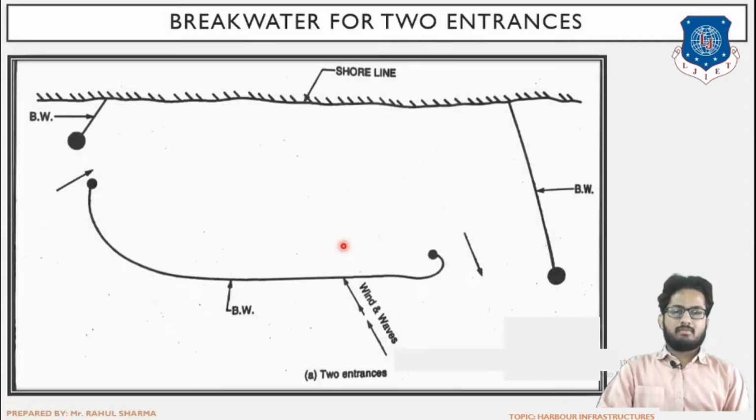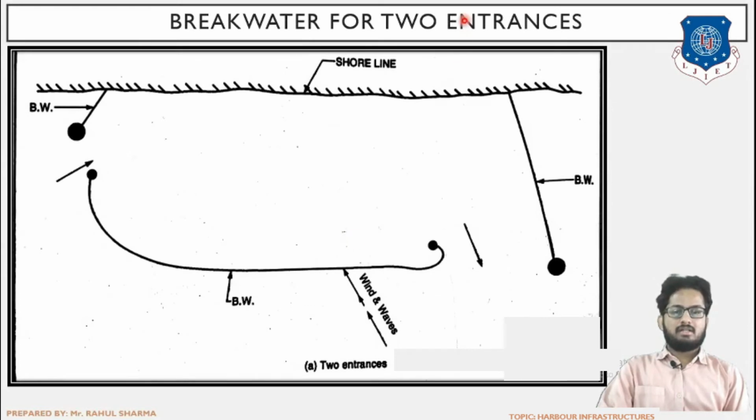Next is the breakwater for two entrances. As the word suggests, into this harbor there will be two entrances. Basically, as there are two entrances, entry and exit can be bifurcated. So this is the breakwater construction, and the entry and exit have been bifurcated or differentiated in the harbor.